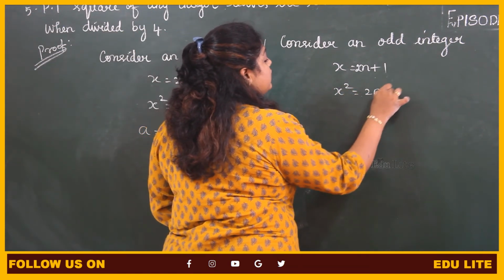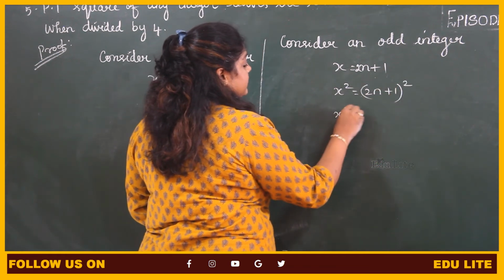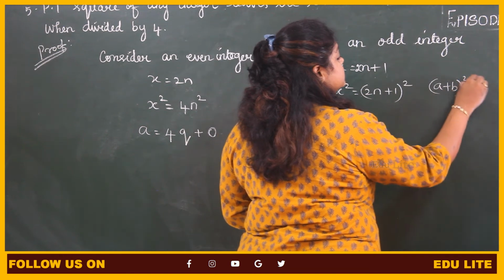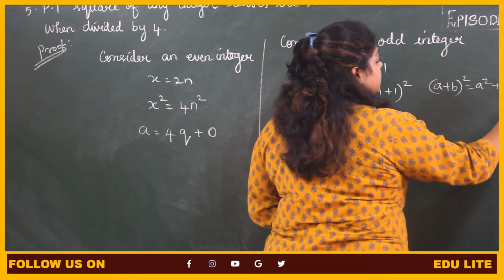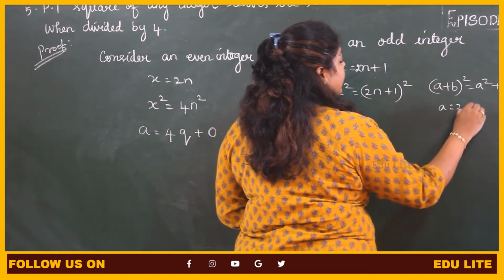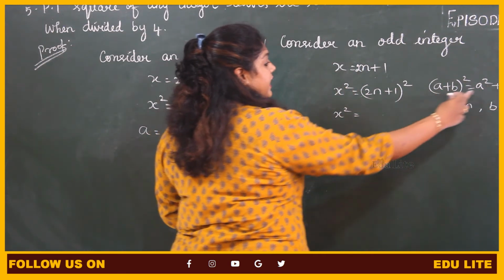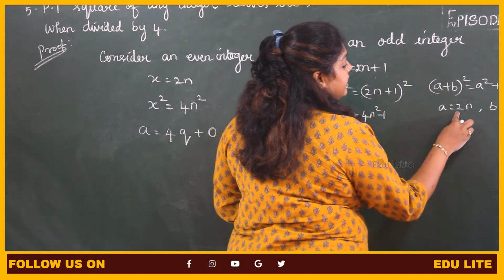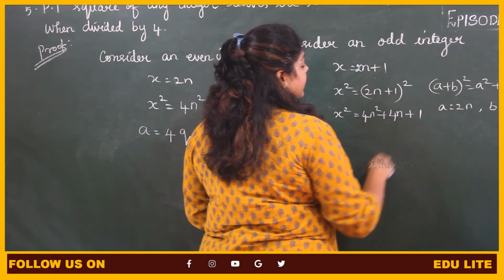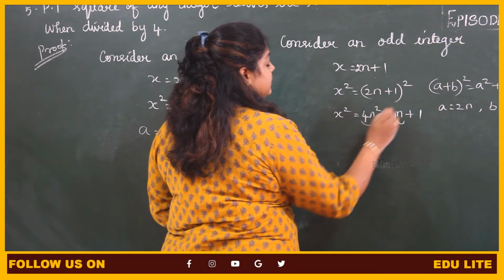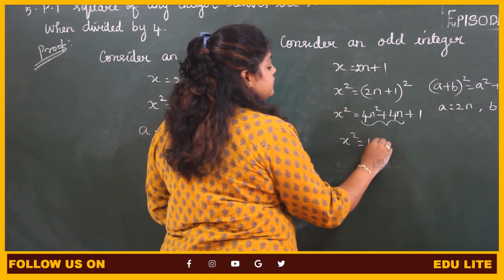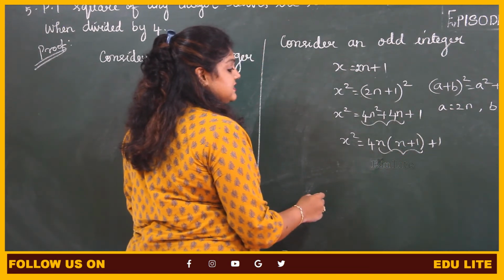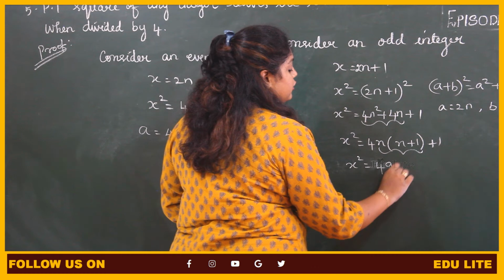x square equals 2n plus 1 whole square. On the right hand side, we expand it using the a plus b whole square formula: a plus b whole square equals a square plus 2ab plus b square. The a value is 2n and the b value is 1. Let us directly substitute. a square is 2n square, 4n square, plus 2 into a into b, which is 4n, plus 1 square, which is 1. Let me take 4n common from the first two terms. x square equals 4n into n plus 1, plus 1. This n into n plus 1 I will consider as q. x square equals 4q plus 1.